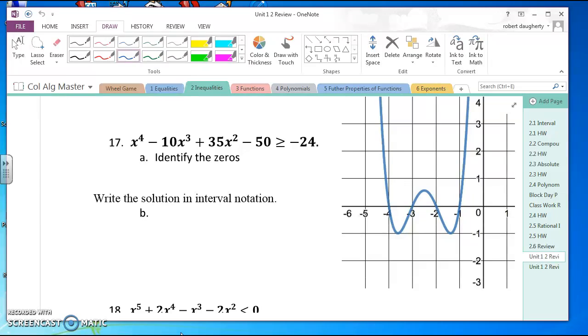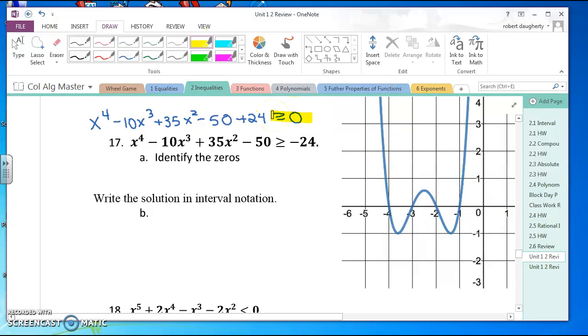Okay, page 5 of the review. Now we're into the land of inequalities for polynomials. The first thing I want to do is write this so it has a 0 on one side. So that's going to be x to the fourth minus 10x cubed plus 35x squared minus 50x plus 24 greater than or equal to 0. So this tells me I'm looking for solutions that are above the x-axis.